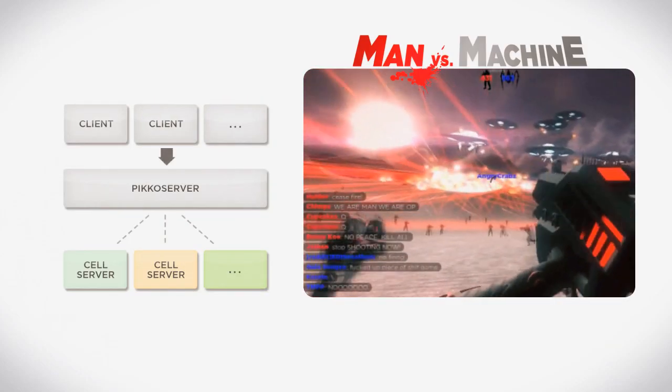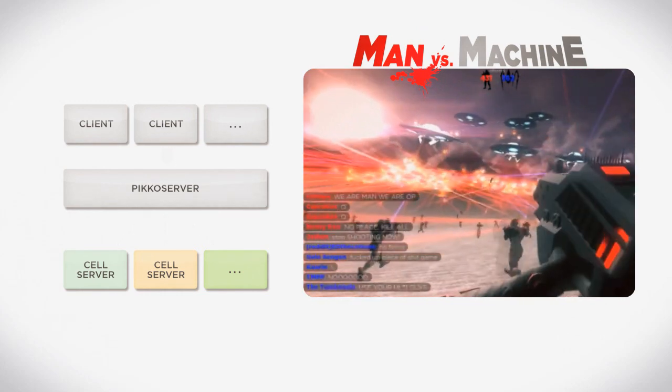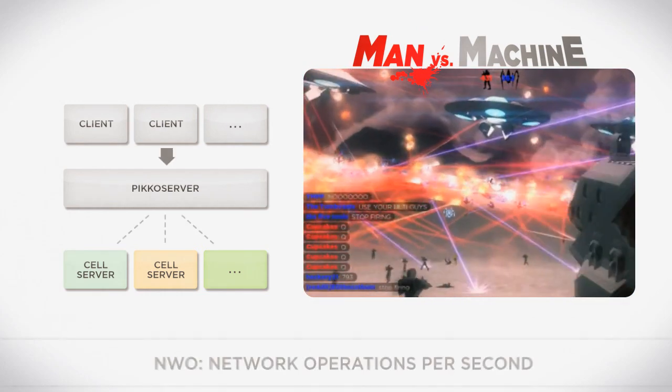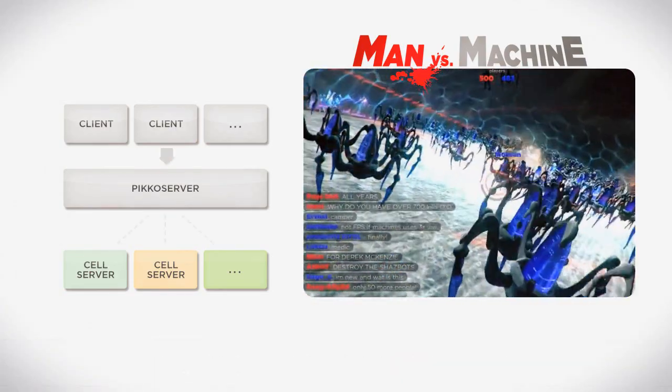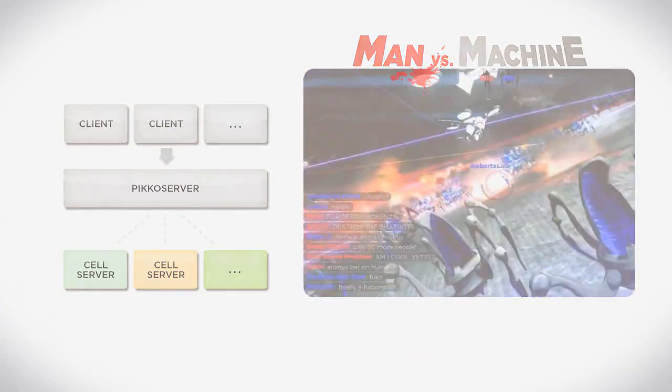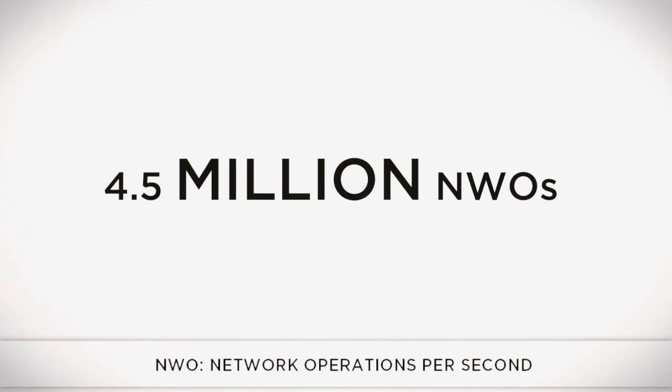Since no two games are alike when it comes to update frequency and load, we choose to look at a game's number of network operations per second in a shared instance. By distributing the server-side responsibility for a map over 8 nodes, we were able to handle 4.5 million NWOs, adding only 10 to 18 milliseconds extra in round trip time, depending on hardware setup.